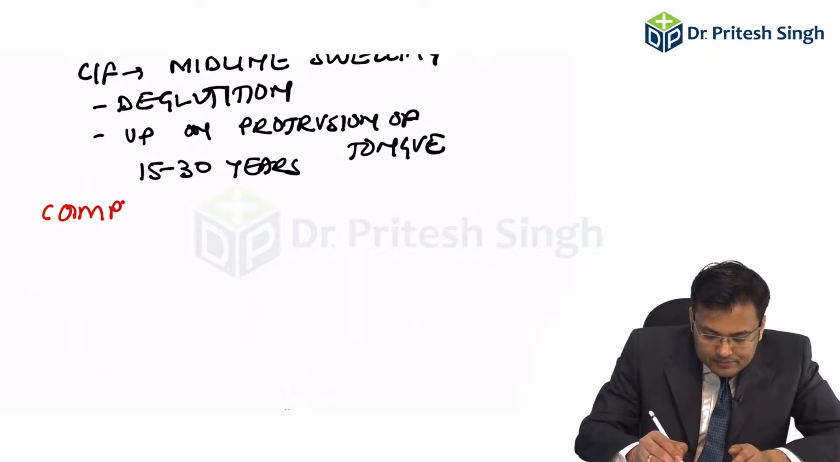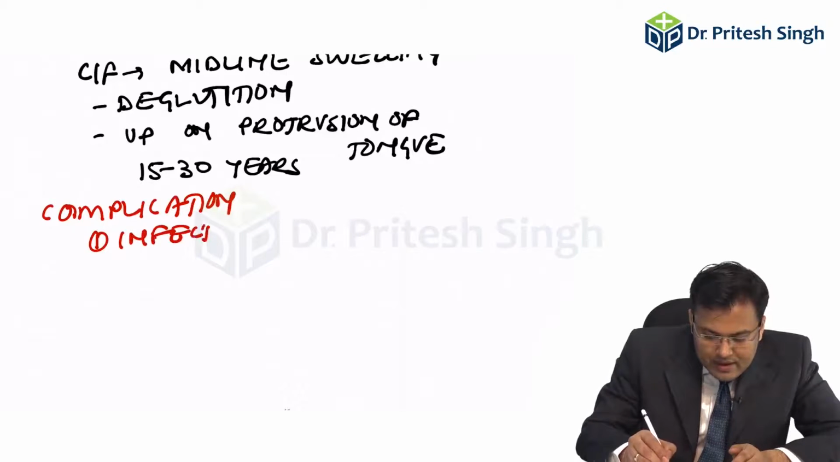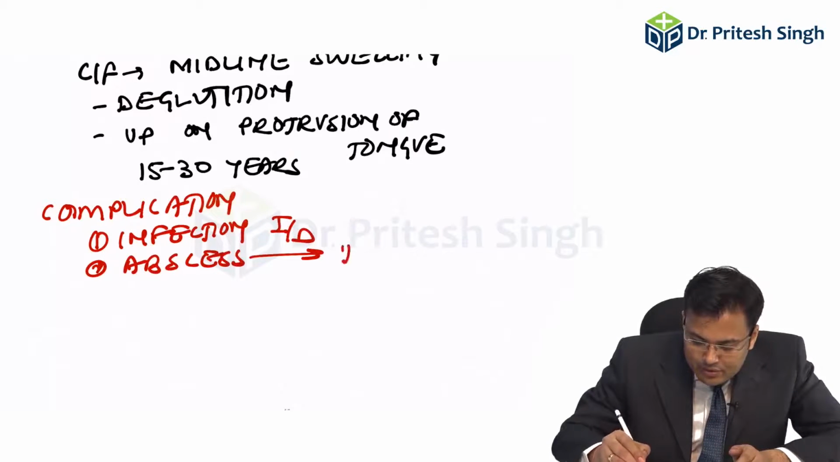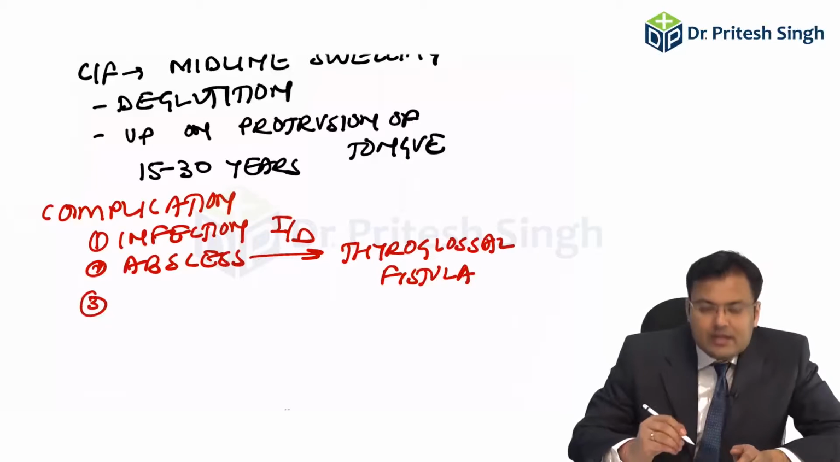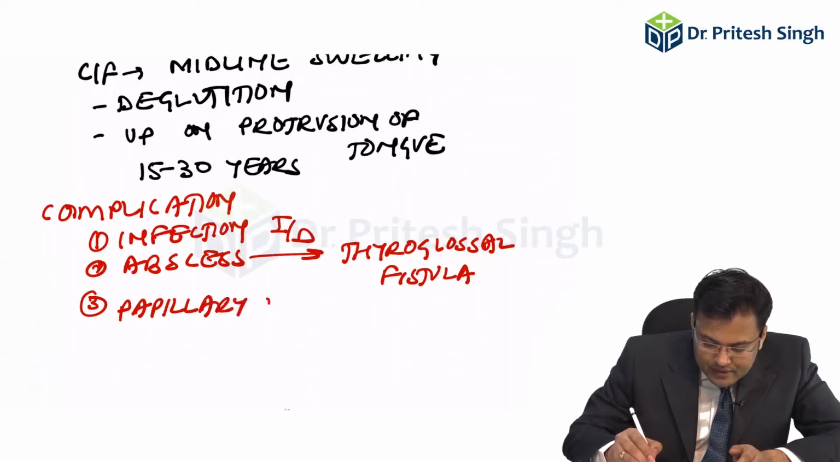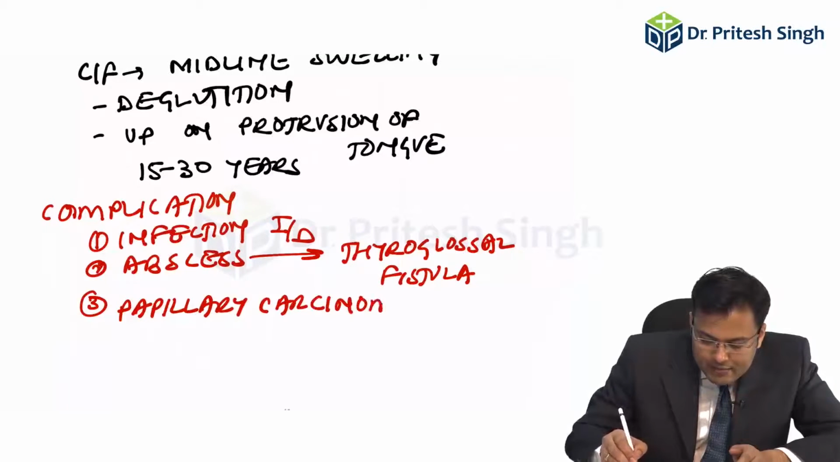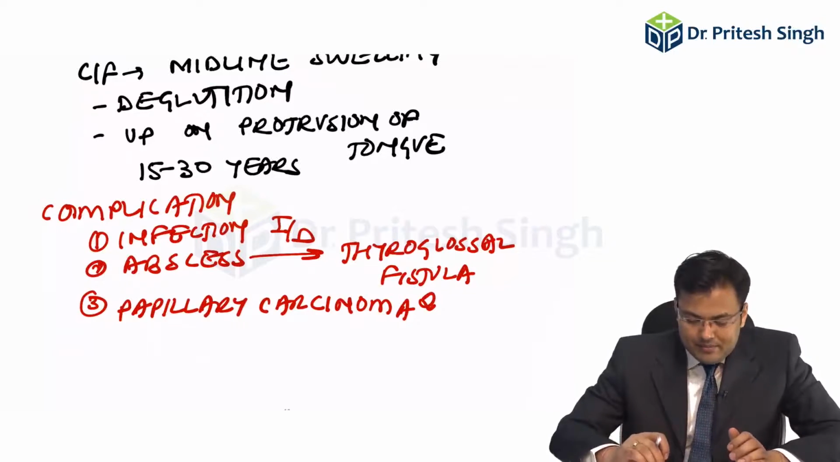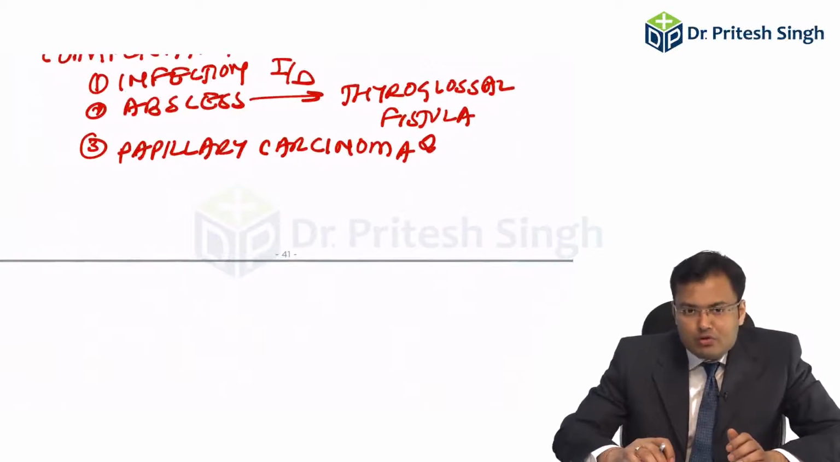Complications are infection, abscess, and incision and drainage of abscess leads to thyroglossal fistula. It increases the risk of one malignancy, and that is papillary carcinoma. This is a very important question. It increases the risk of papillary carcinoma thyroid. Right? Now see how we are going to treat this condition.